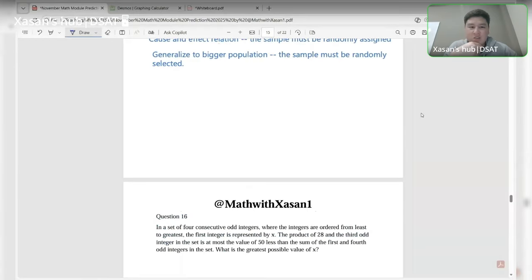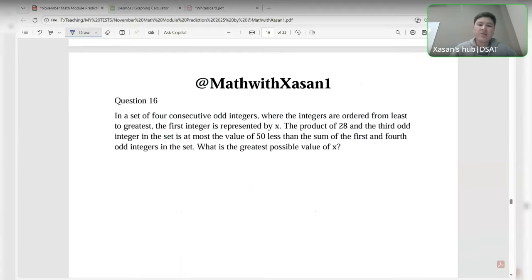So that's all. And now question 16. Guys, read the question well. Most of the students solve correctly, but when it comes to choosing the answer, they do something wrong. So read the question well and then write the correct answer.